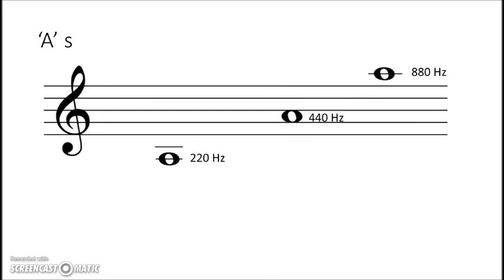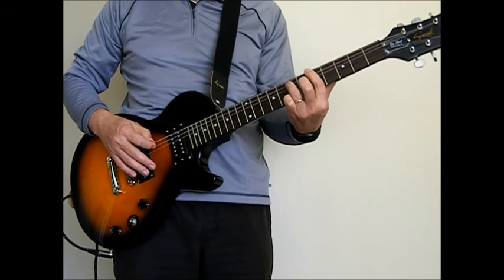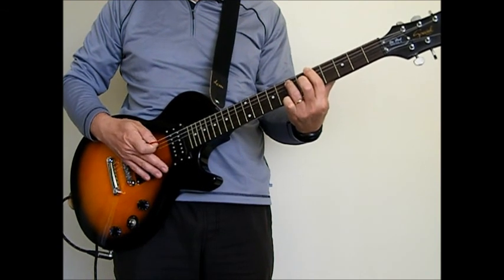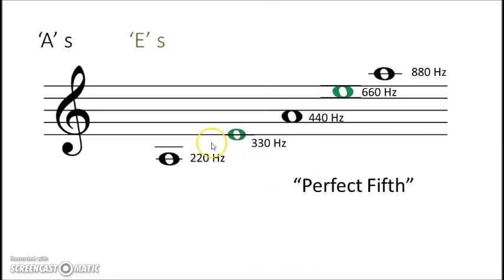So the octave is probably the most important interval in Western music, but in most music around the world, another really common interval is the perfect fifth. So you can see here that it's not doubled, it's 1.5 times. So 1.5 times 440 is 660. 1.5 times 220 is 330.